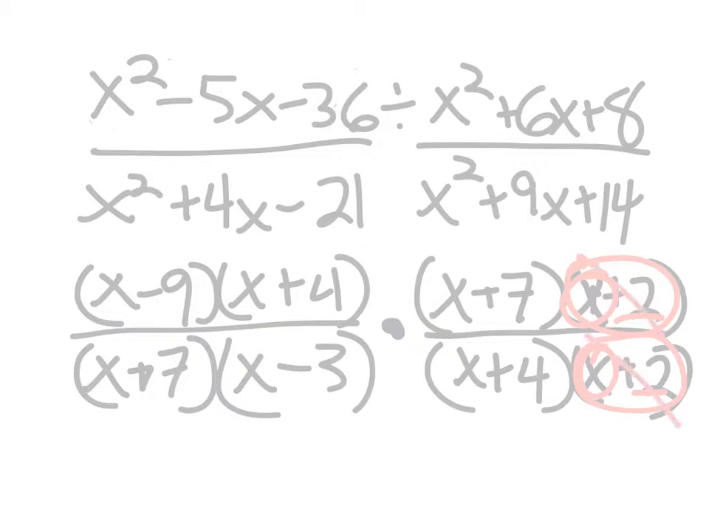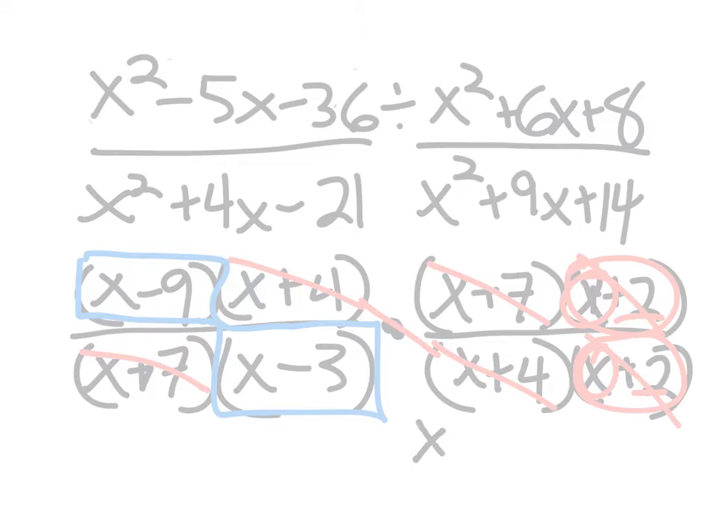So this part cancels. The 4's cancel, even though they're diagonal, they still cancel. The x plus 7's cancel as well. This leaves us with just the only part here, which was the x minus 9 over x minus 3. So that was the final answer, x minus 9 all over x minus 3.